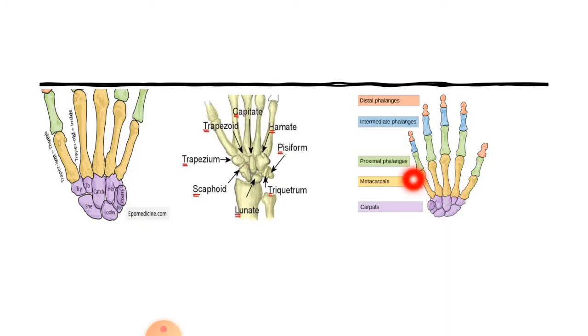These are the phalanges of the hand, and you can appreciate the metacarpal bones, and the metacarpal bones have a base, a shaft, and a head. Then come the proximal phalanges, the intermediate phalanges, and the distal phalanges. In the thumb, we have the proximal and the distal phalanges only. The intermediate phalanx will be absent in the thumb. So there will be a total of 14 phalanges in the hand.